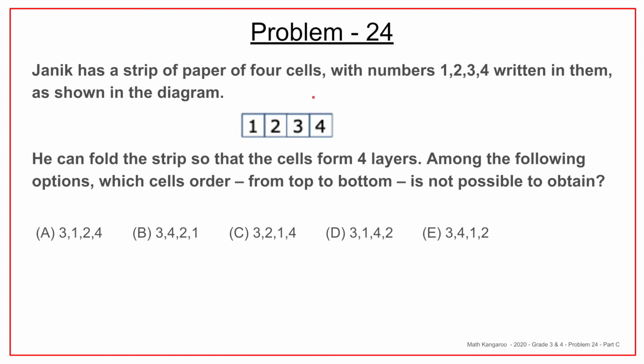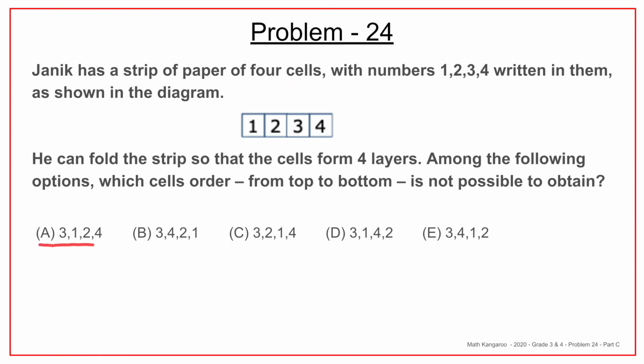Problem 24. Janek has a strip of paper of 4 cells with numbers 1, 2, 3, 4 written in them, as shown in the diagram. He can fold the strip so that the cells form 4 layers. Among the following options, which cells' order from top to bottom is not possible to obtain? Let us go through each option and see which one is eligible.